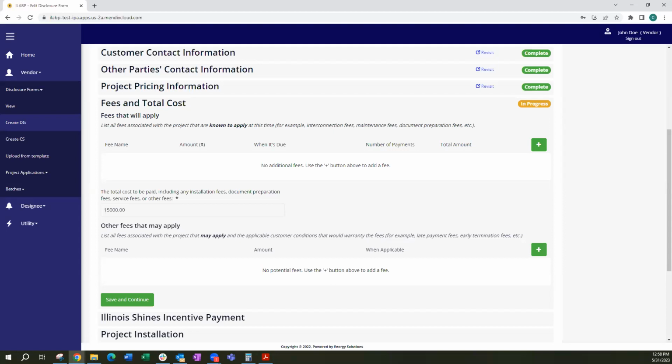In the final PDF of the disclosure form, the costs and fees will be listed out separately and then summed. The values that are known to apply will be automatically incorporated into the total cost of the project. Other fees that may apply will be itemized in a separate table and not included in the total cost of the project.